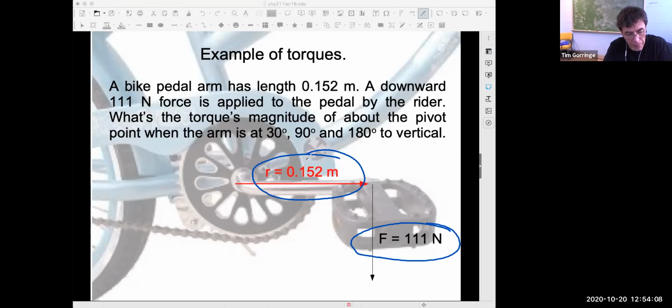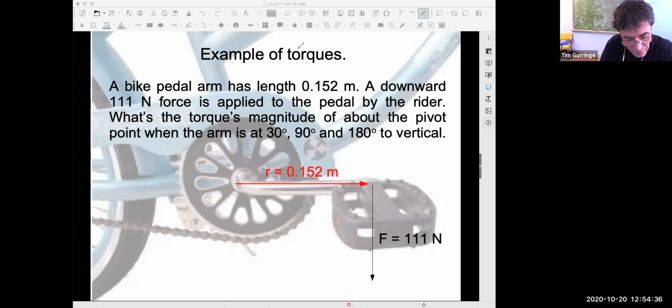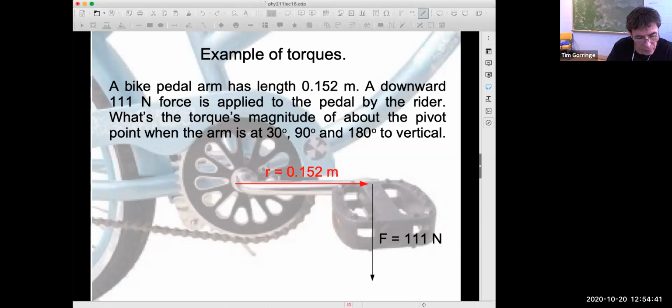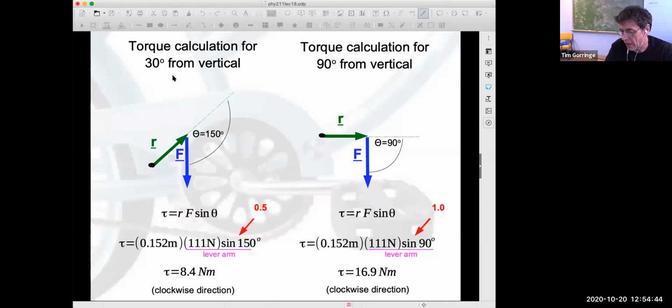And then we're going to consider three positions of the pedal arm. One where it's 30 degrees away from the vertical, one where it's 90 degrees away from the vertical. That's what's pictured here. And one where it's 180 degrees away from the vertical, away from vertically upwards. And we're going to calculate the torque in these three examples. So this is an example of our equations for the torque.